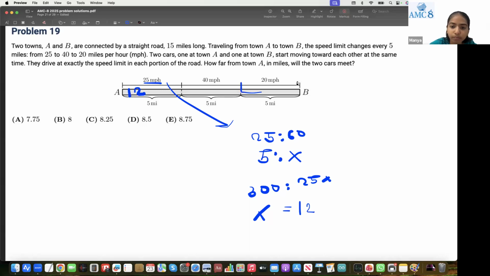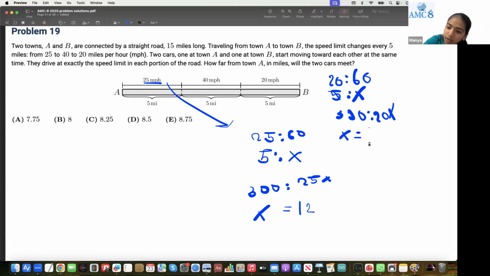How about this car? How long will it take to travel 5 miles at 20 miles per hour? So it will take 20 miles to 60 minutes equals 5 miles to x number of minutes. That'll be giving us 300. If we cross multiply again, 300 equals 20x, and x is going to be equal to 15, meaning that car B will be taking 15 minutes.